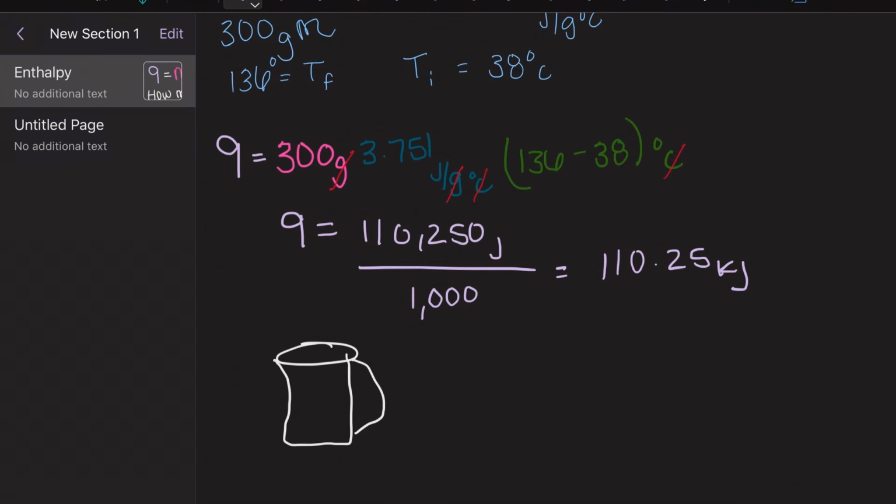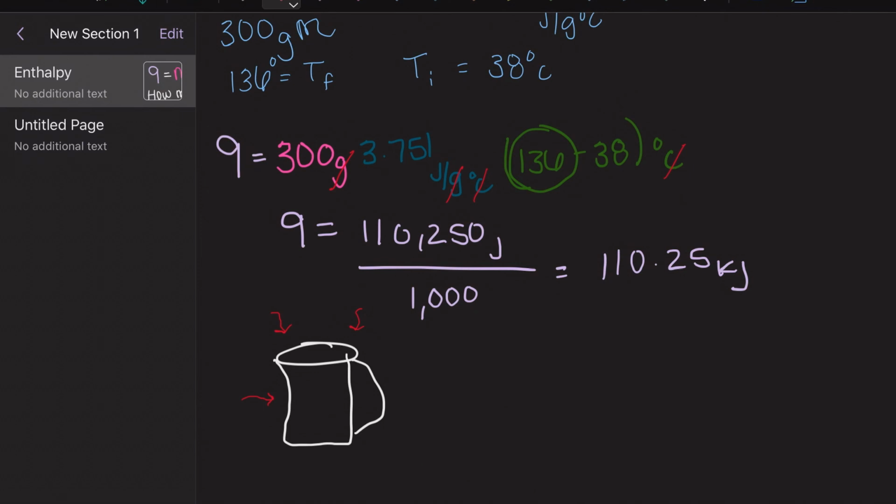and I wanted to make it the perfect temperature of 136 degrees, then I would have to put it in the microwave in such a way that 110 kilojoules of energy would go into the cup of hot chocolate to make it the perfect temperature. And we know this because we know that for every 3.75 joules that go into this cup, it will go up by 1 degree Celsius.